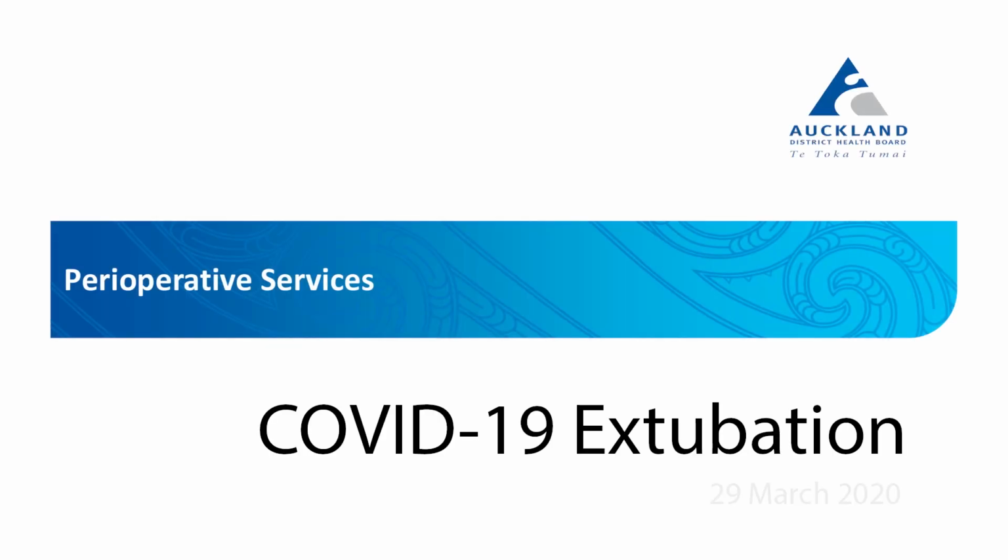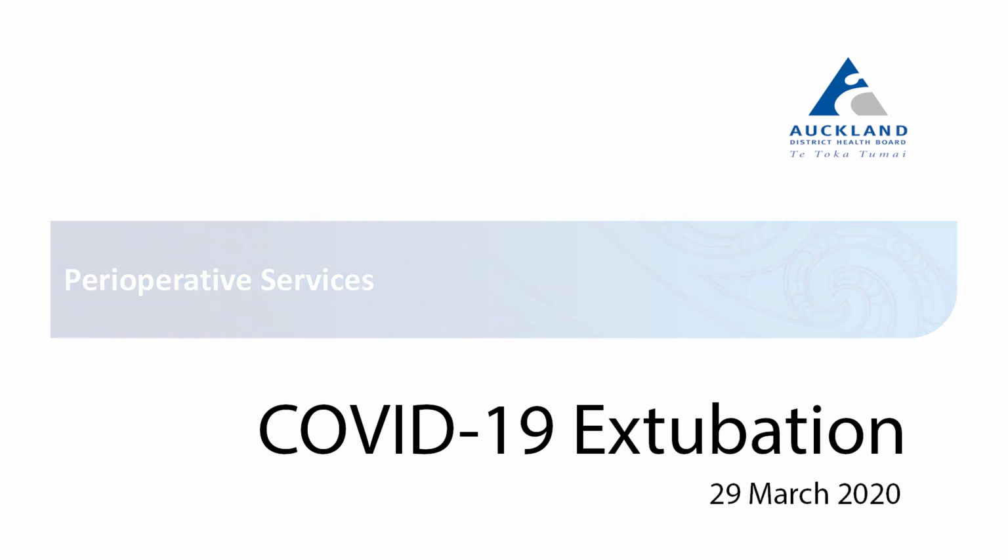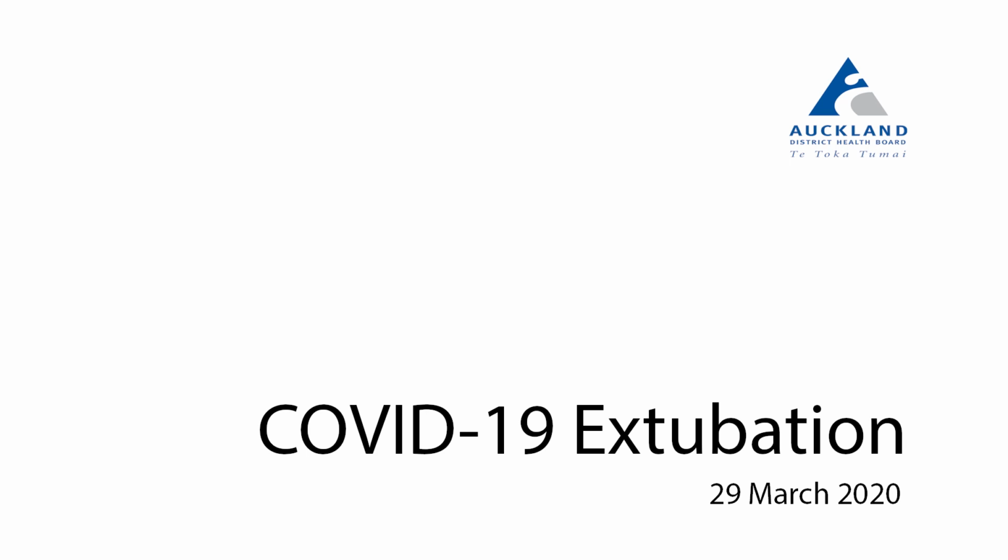This video is a guide to the process of extubation of a positive or suspected COVID-19 patient from the ward who has had surgery in ADHB operating rooms. It follows the checklists available in the auxiliary documents and should be used in conjunction with the perioperative COVID-19 guideline. Links to the associated documents are in the description below.